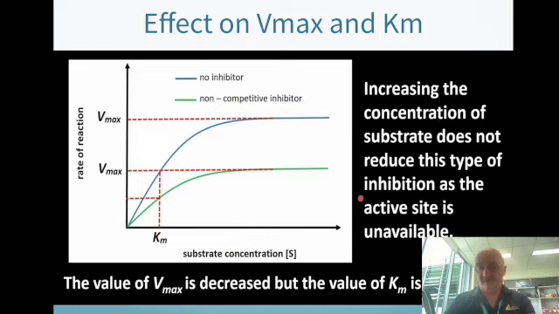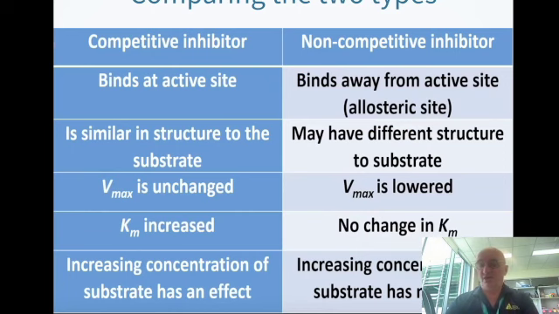Vmax is decreased, but Km is unchanged for non-competitive inhibition. I would put money on that question being asked this year. Look at that table, learn it, deal with it, move on with your lives.